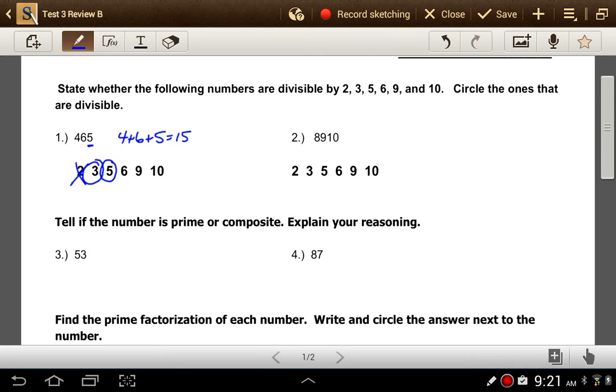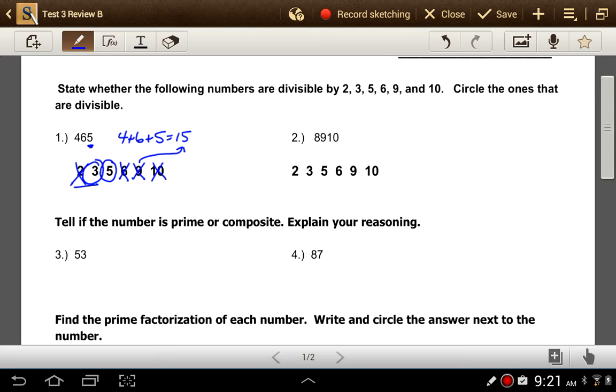6, I look at 2 and 3. Since I've only circled 3 and not 2, 6 does not work. For 9, I look at that 15 again. 9 does not go into 15, so I cross off 9. 10, I look at that last digit. It is 5, not 0, so I cross it off. So my answers are 3 and 5.